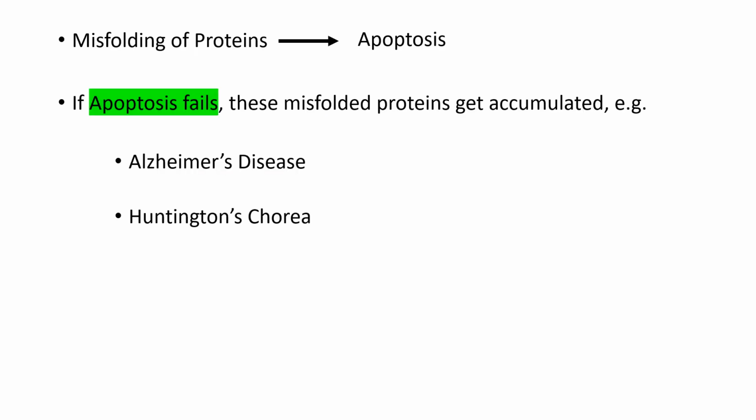Similarly, we have discussed in the causes of apoptosis that misfolding of proteins may lead to apoptosis. But what if apoptosis fails? These misfolded proteins may get accumulated in our body, and some examples of such diseases are Alzheimer's disease and Huntington's chorea.